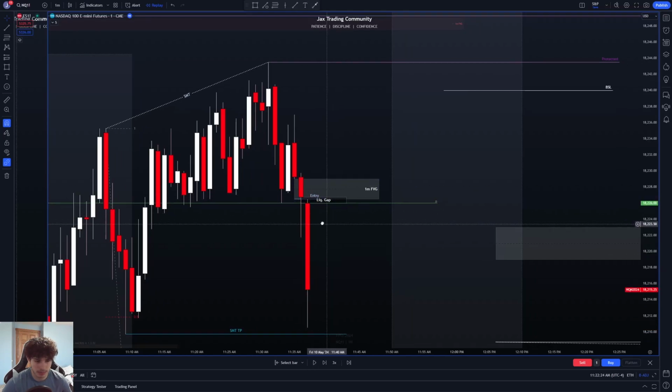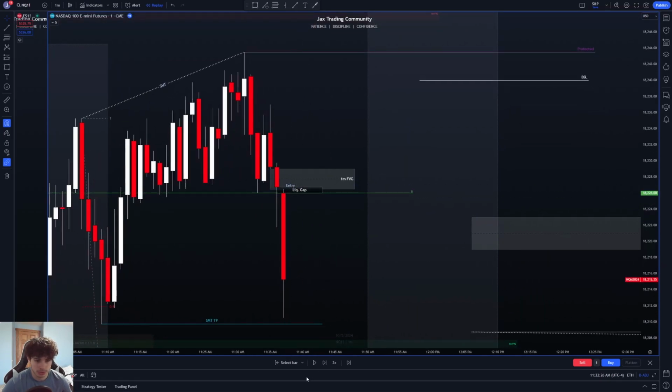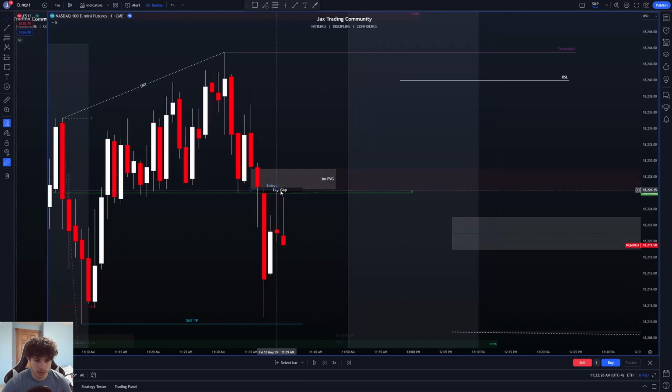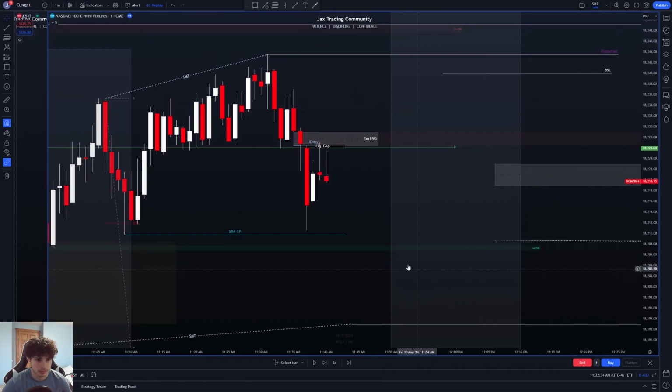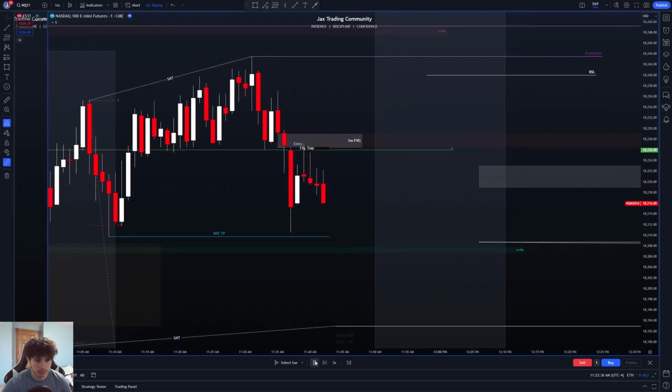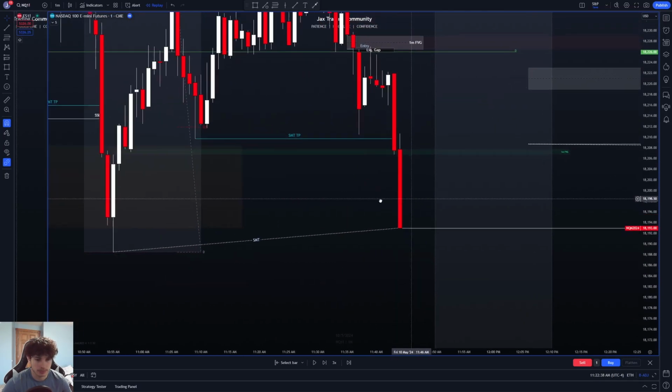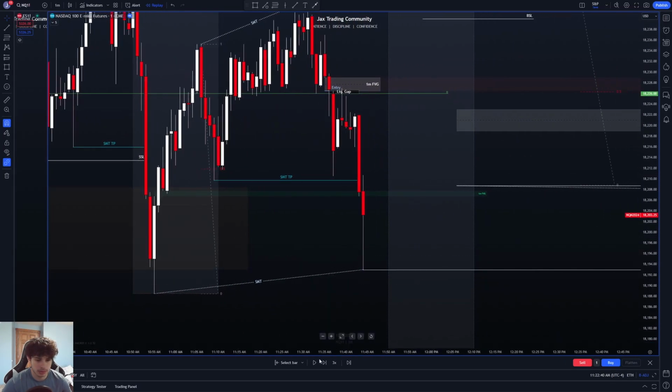We also have this liquidity gap. This right here could be an entry. We tap into the liquidity gap in 1 minute. Now I could expect us to sell off to this SMT TP. This would be a beautiful sell. Awesome. So now we create an SMT right here.